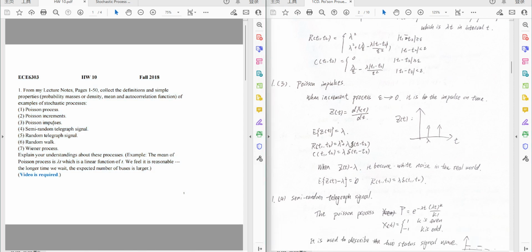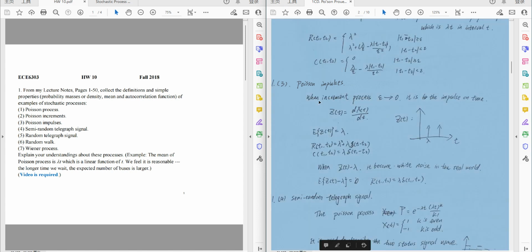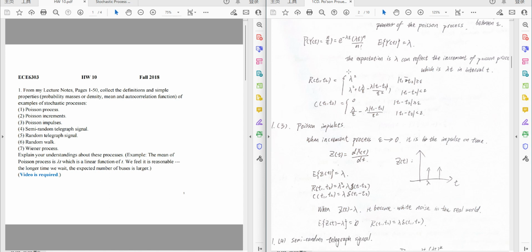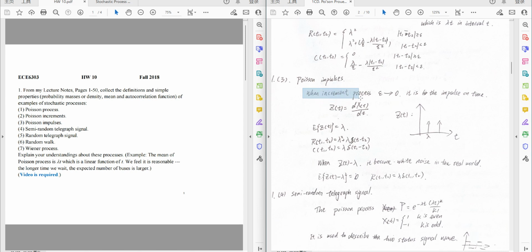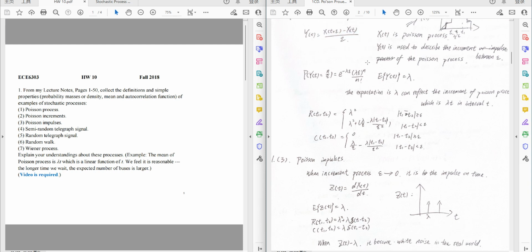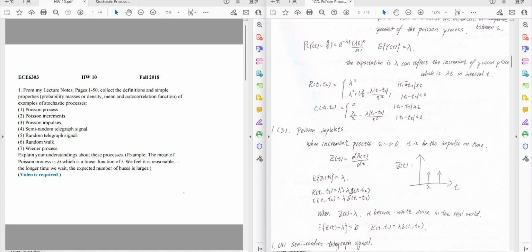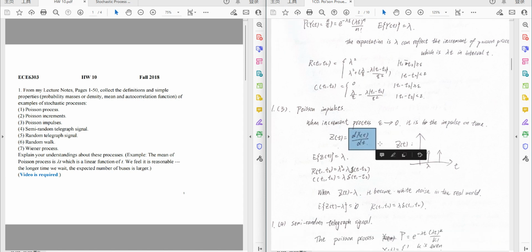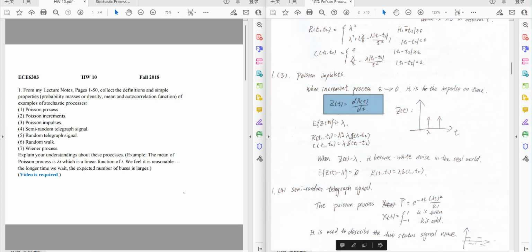The third one is the Poisson impulse. The impulse is a higher level than the first and second. It is an increment process where the interval sigma goes near to 0. It is the impulse in time. So we can see that when sigma is near 0, this is really near to this one. So it's just the derivative. The Z(t) is equal to the derivative of X(t) with respect to t. Based on this, we can get the expectation, R and C. The expectation is also lambda.